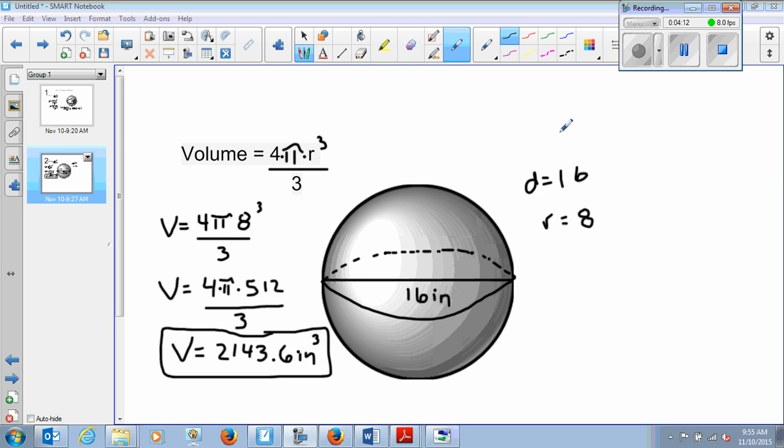This is not too difficult. I think everybody can do it. Remember, the only number that you need, or the only thing you need, is the radius to find the volume of spheres.